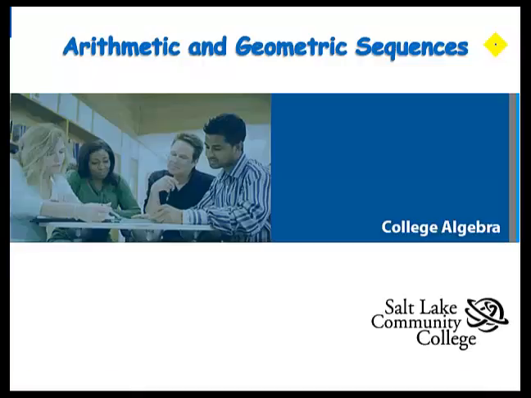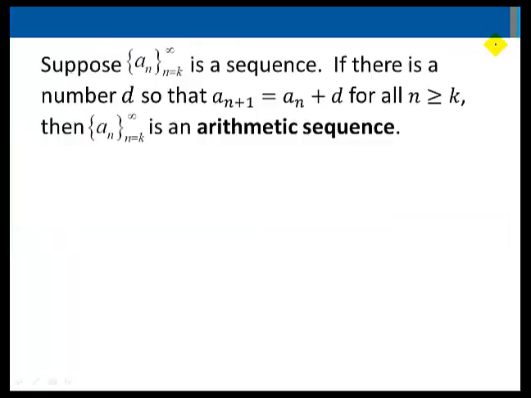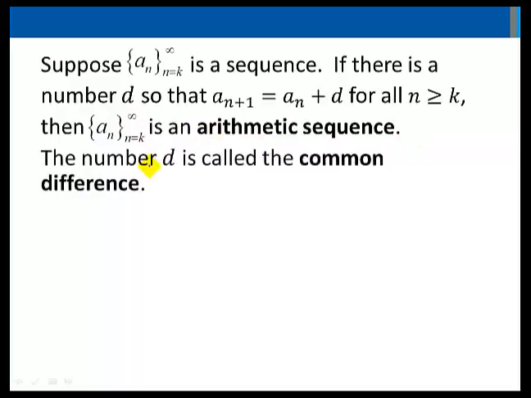In this lesson, we begin looking at arithmetic and geometric sequences. Suppose the set of a sub n from n equals k to infinity is a sequence. If there is a number d so that a sub n plus 1 equals a sub n plus d for all n greater than or equal to k, then the set of a sub n from n equals k to infinity is an arithmetic sequence. The number d is called the common difference.